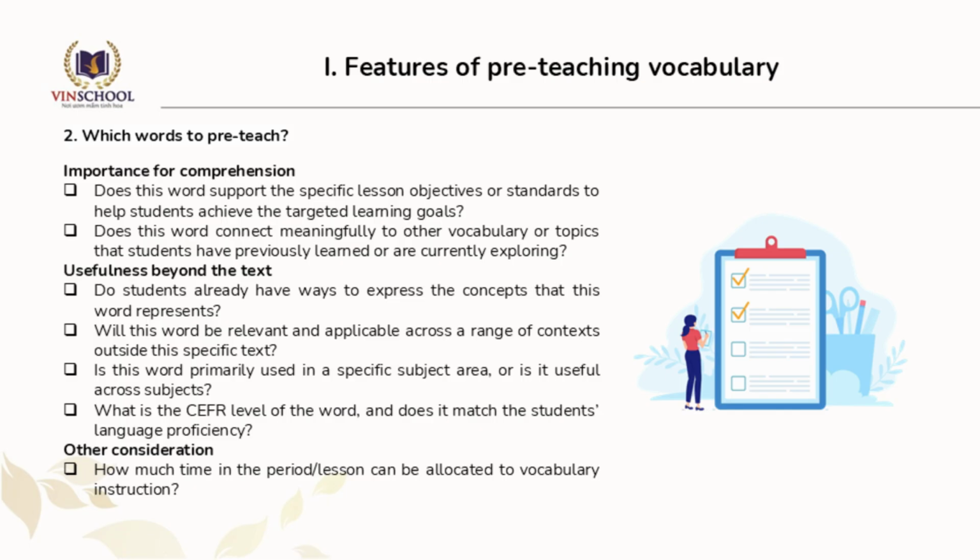The following checklist is synthesized from the two frameworks above to help teachers identify vocabulary items that deserve class time. Answering the questions will help teachers to select suitable vocabulary to pre-teach. Category 1, Importance for Comprehension. Does this word support the specific lesson objectives or standards? Does this word relate meaningfully to other vocabulary or topics students have learned or are currently studying?